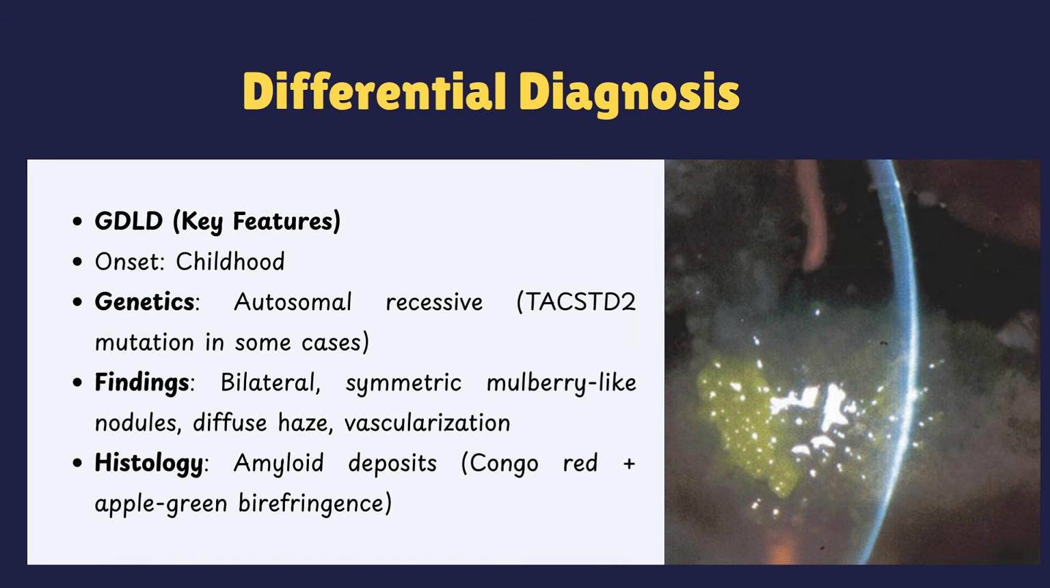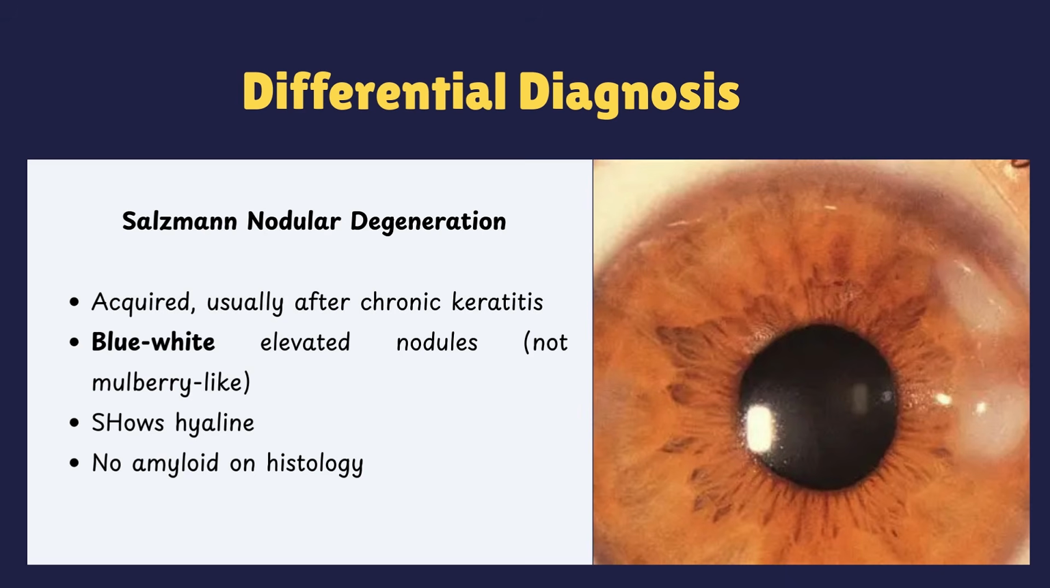Salzmann nodular degeneration. This is usually seen in middle age or older patients with a history of chronic ocular surface disease. Instead of the mulberry nodules, here you will see bluish white elevated nodules, often in the mid periphery. And histology here shows hyaline material and not amyloid. Okay, and remember, it's a degeneration which is acquired and it is not hereditary like the GDLD.